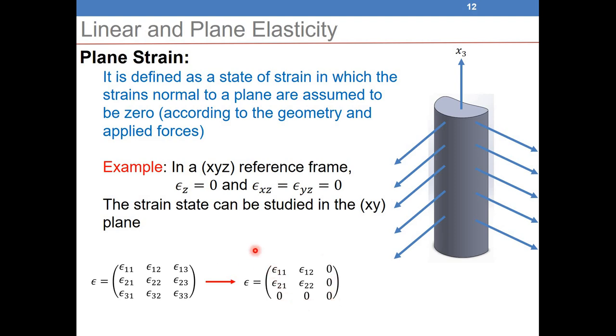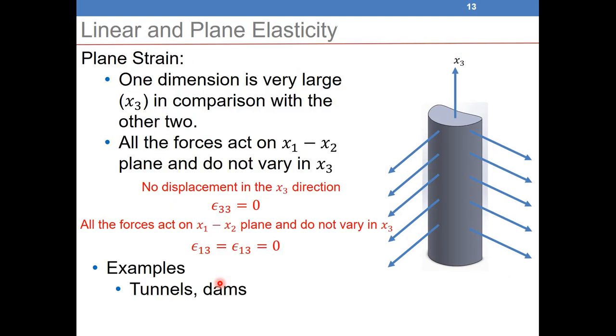Now of course it's not very simple to go from 3D to 2D. I need to define some engineering cases where I can do this simplification. If I want to make this assumption, I need to have one dimension in the object that I am studying that is very large compared to the other two dimensions. For example, here x3 is too large compared to x1 and x2. So the length is too long. That will be the first assumption.